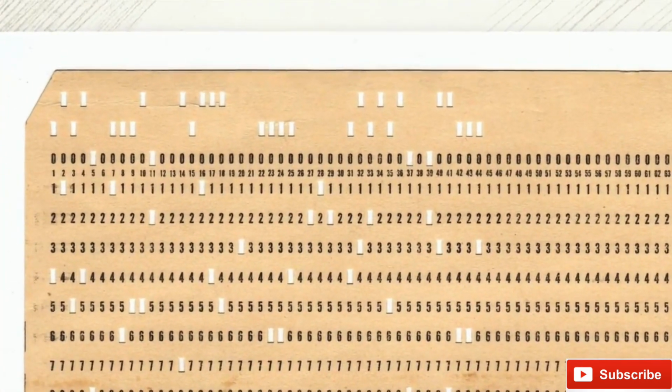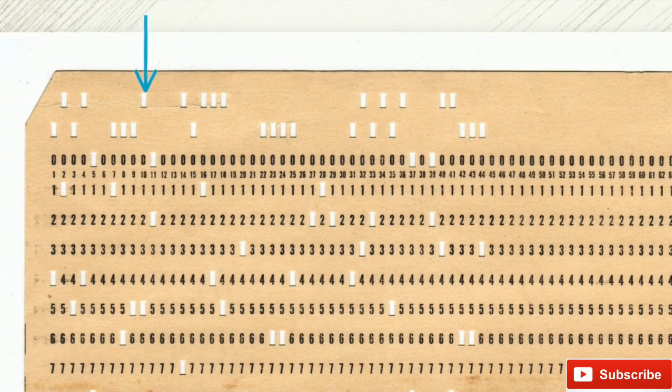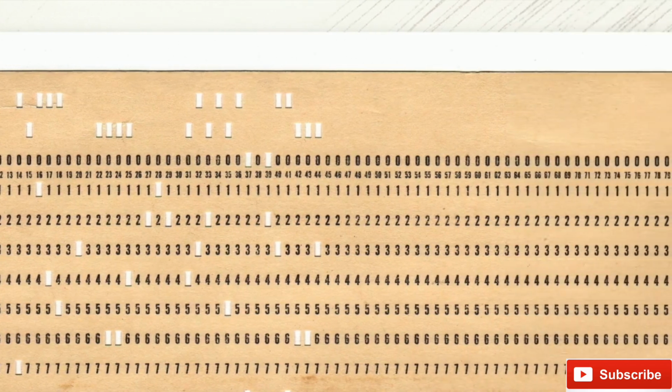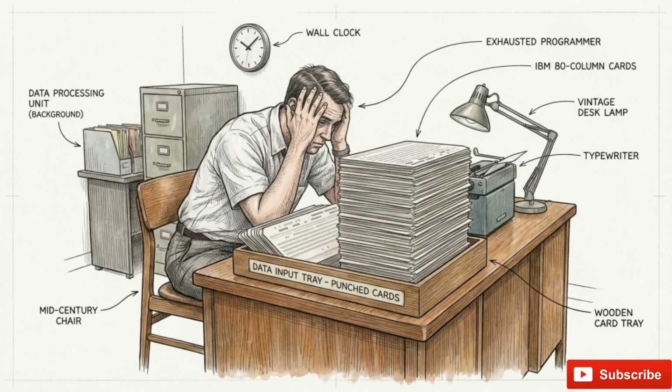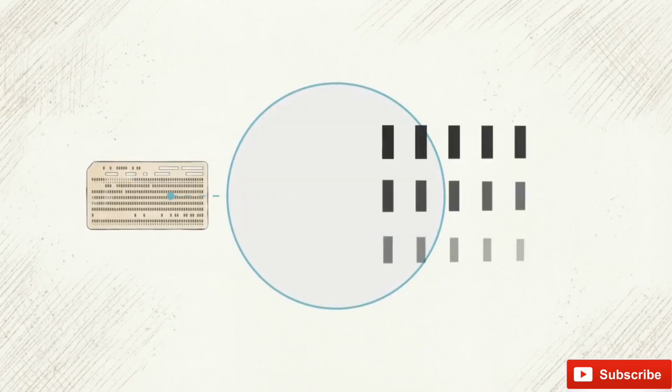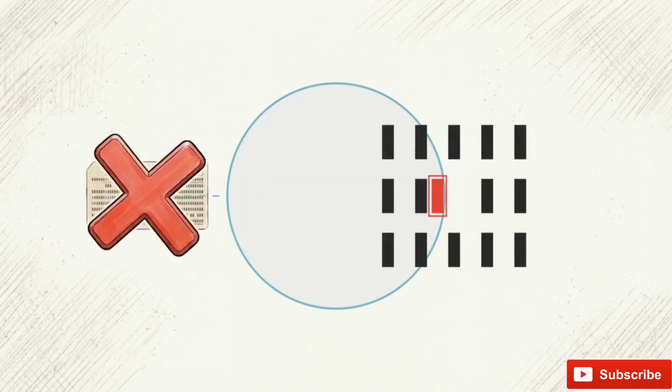You didn't type on a screen. You translated your commands by punching precise rectangular holes into stiff paper cards, feeding them into a reader, and hoping for the best. After handing over a stack of those cards, a programmer might wait hours or even days for a printed response. If there was a single syntax error, a hole punched a millimeter too far to the left, the entire process had to start over.